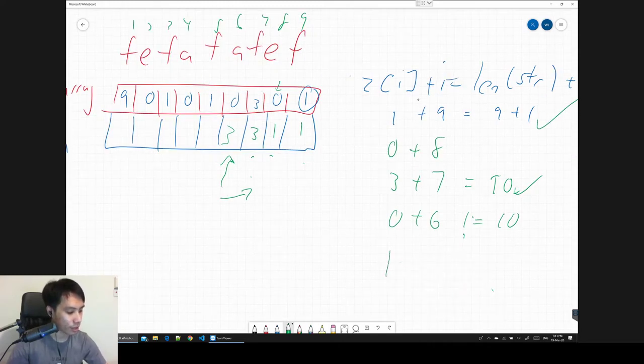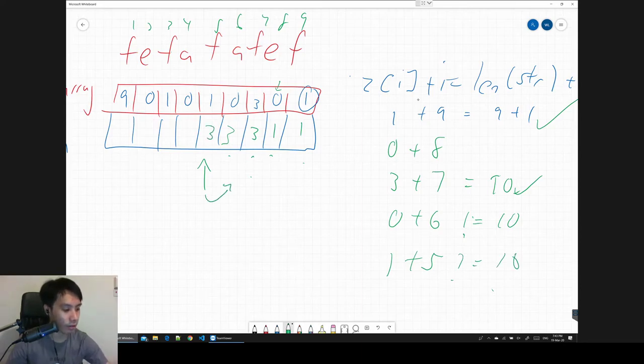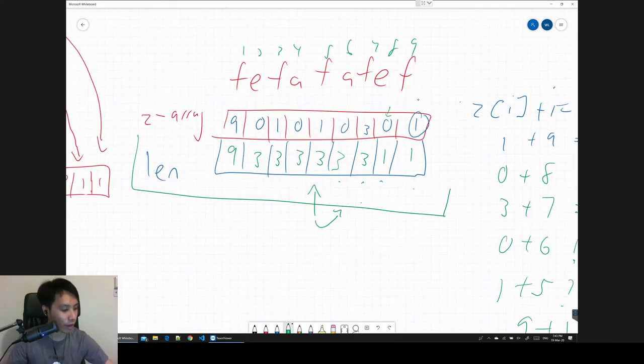Okay, again my surface is eating up already. The next one will be over here. 1 plus 5 not equals 10. Because it's not equal to 10, I just copy the value to the right. Copy the value, copy the value, copy the value. Here will be 9. 9 plus 1 equals 10. It will just be a 9. So by here, you have already generated your length array.